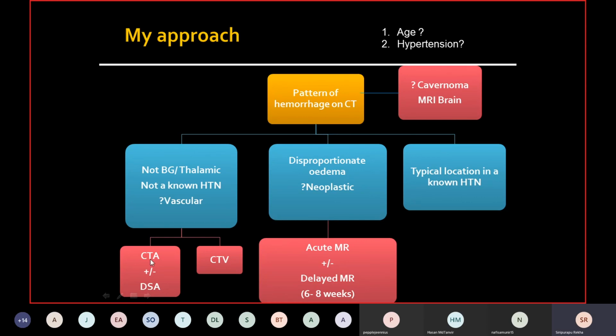Remember that it's very variable as to what we use, whether we use CTA or CTV or MR, but we shouldn't do everything. We need to try and rationalize. And there are clues both in the clinical history, the imaging presentation, as well as CT to rationalize and do what would be the most appropriate modality.